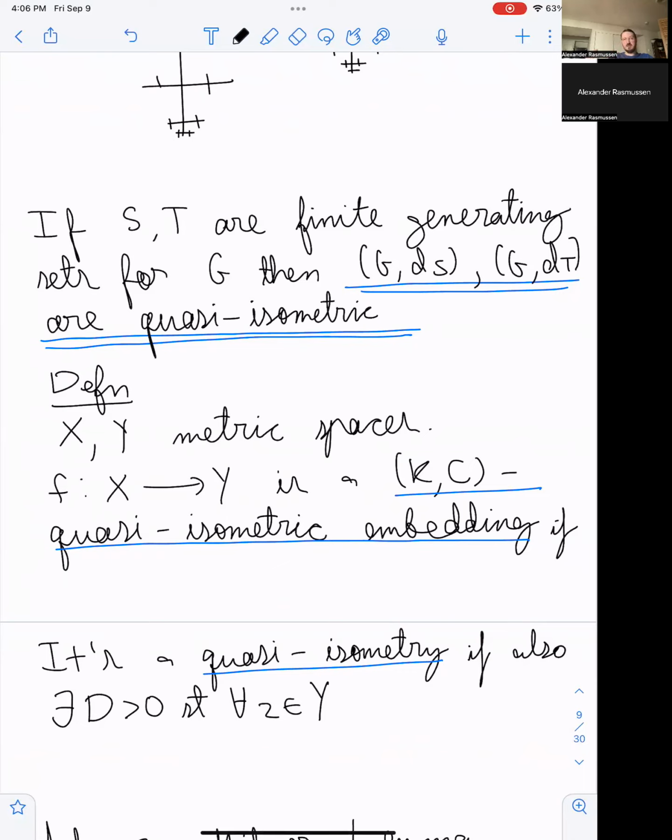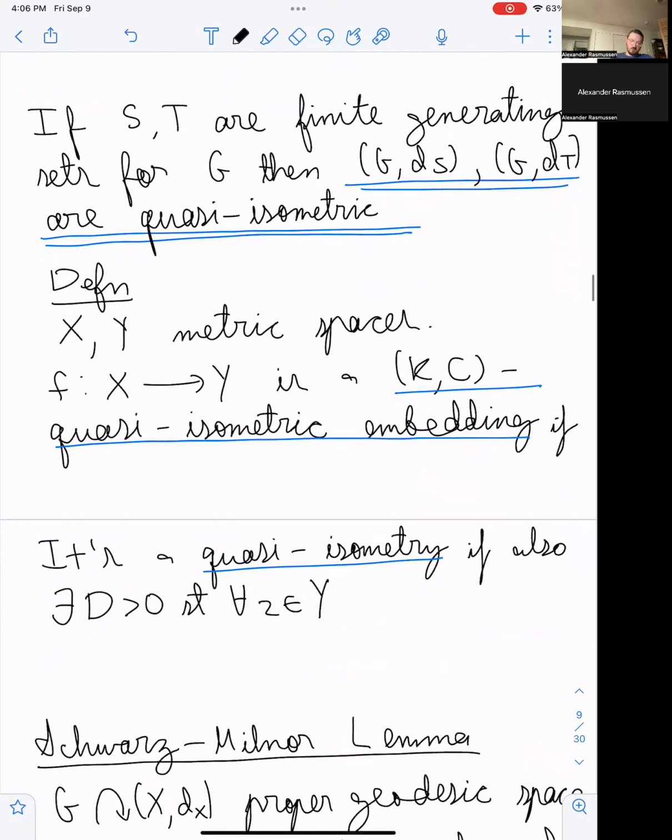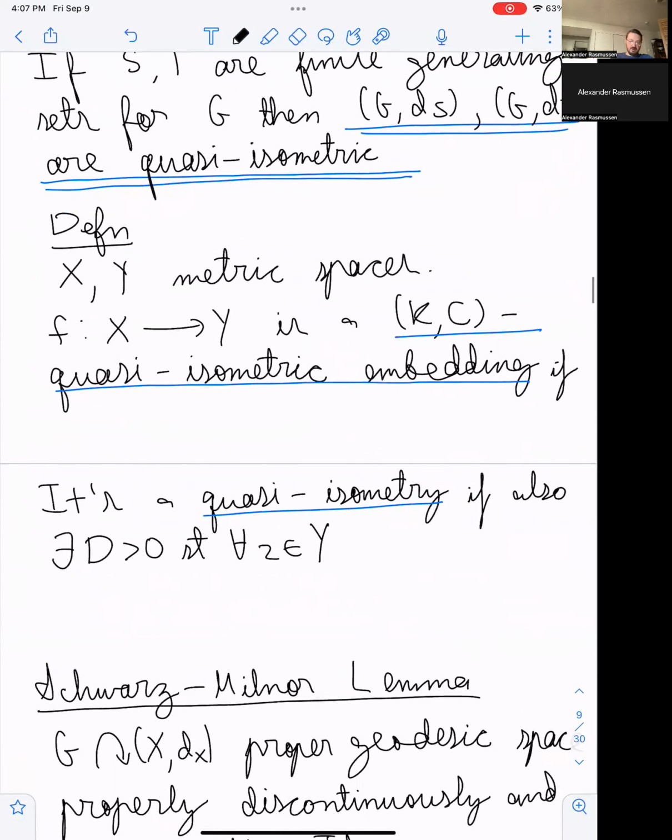Quasi-isometry is a weakening of isometry, or it's kind of like a large scale notion of isometry that still preserves many geometric properties that you would care about. So it's kind of good enough for doing a lot of geometry. So what is a quasi-isometry? You have two metric spaces, X and Y, and then a map between them. And this is what we call a K,C quasi-isometric embedding if we have the following.